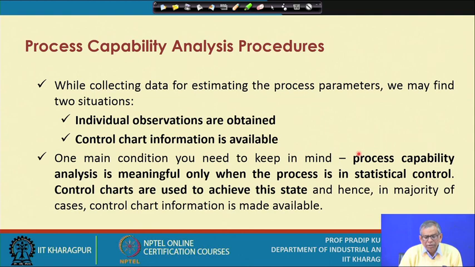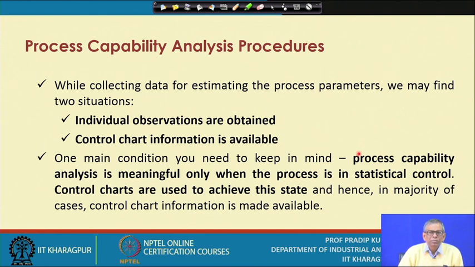So while collecting data for estimating the process parameters, we may find two situations. Okay. So what are these two situations? The first one is you just go to the process, you consult with the concerned person and you ask him or her what kind of data related to a particular quality characteristic you are collecting.